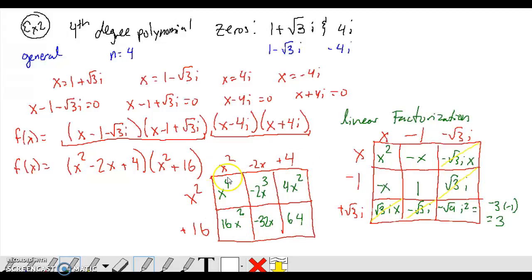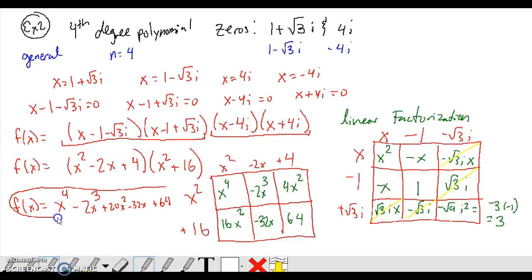Again, notice no i's or radicals, so that's awesome. And then collect our like terms as we write our equation. Highest degree, power of 4, which is what we wanted. Okay, cubed would be next, so minus 2x cubed. Add the 16 and the 4, so 20x squared minus 32x, and then plus 64. Bam. And that is our answer.